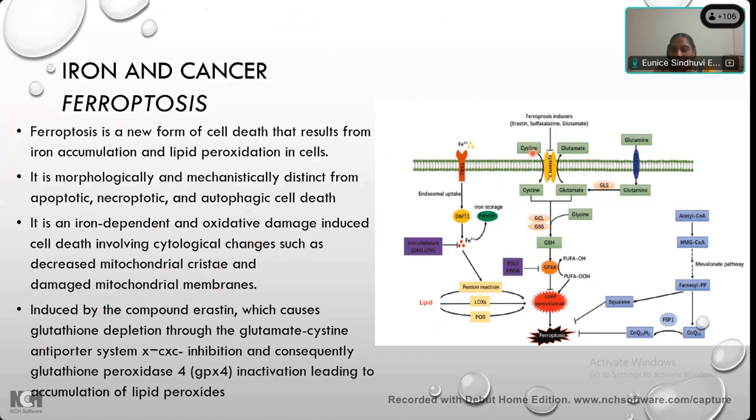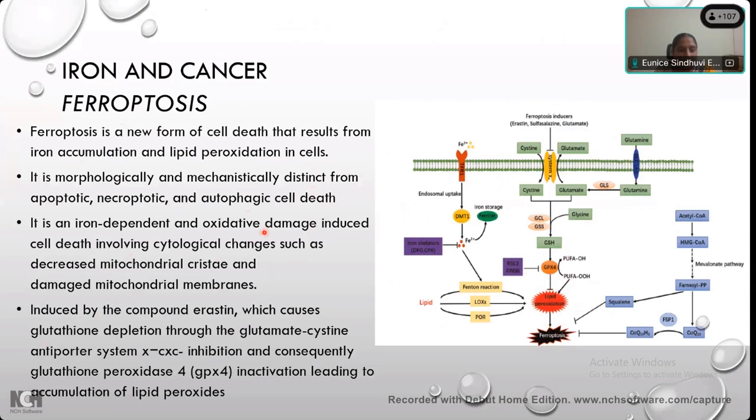So what happens is, when there is cystine uptake, which is through the glutamate cysteine antiporter system, erastin inhibits this system. So there is decreased production of GSH, which is an antioxidant, and which leads to increased lipid peroxidation, which leads to cell death due to increased production of lipid peroxides.